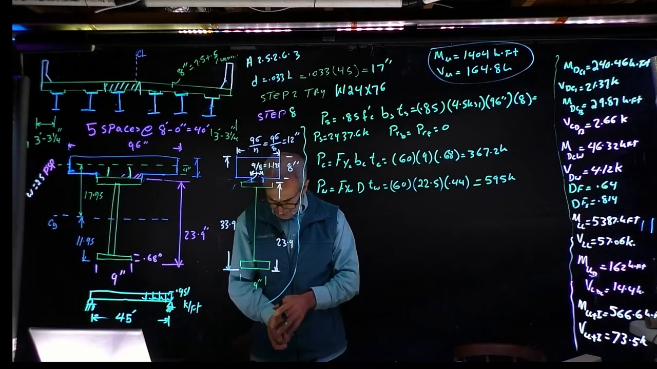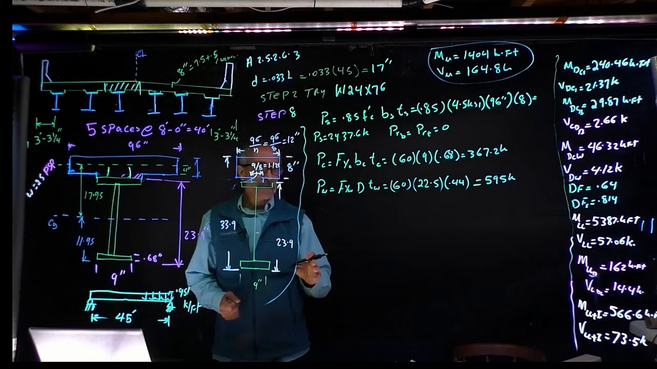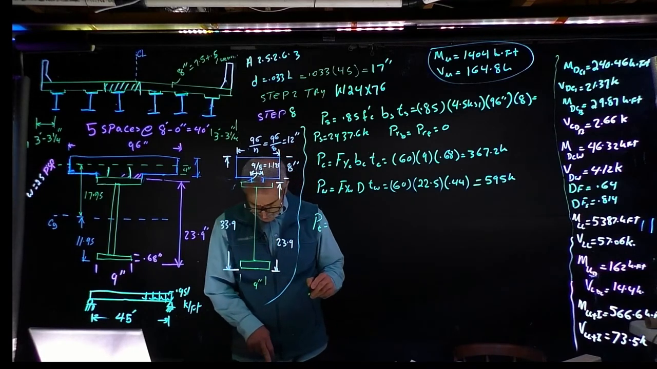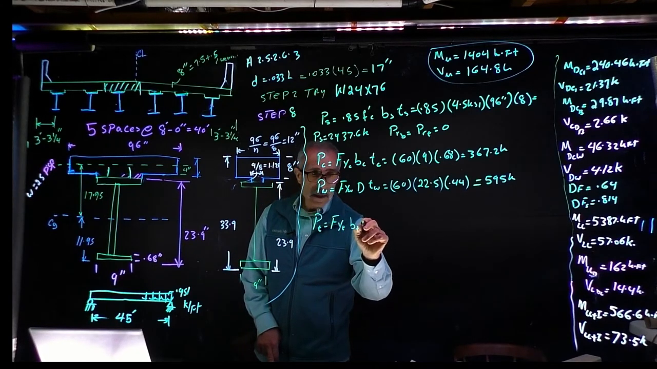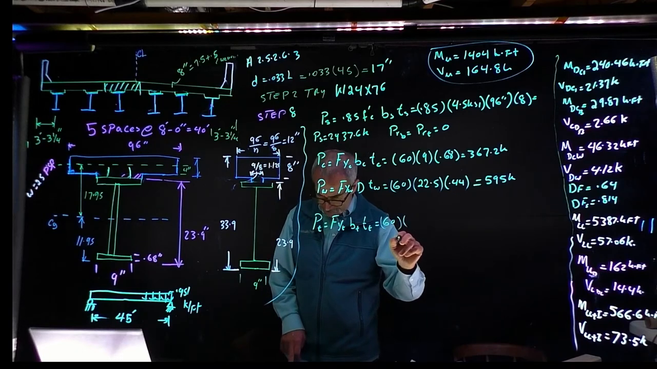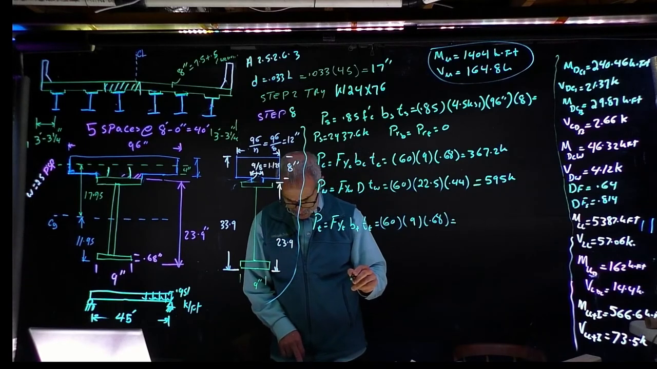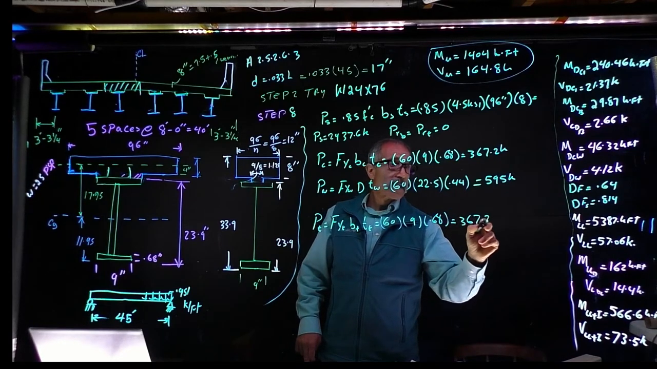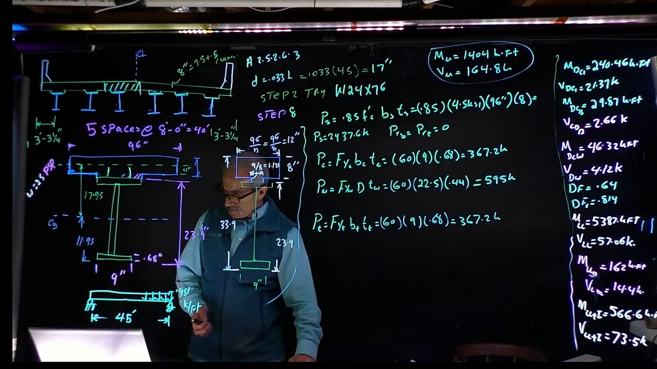Then we want to find a plastic force in tension flange. Tension in a flange. So we're going to say PT is equal to FYT times BT times TT, and that's a 60 KSI times 9 times 0.68, and that comes out to 367.2. We already did that. So now we have two of them that are about the same.